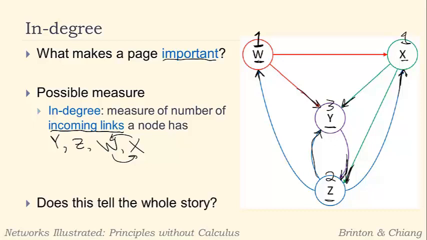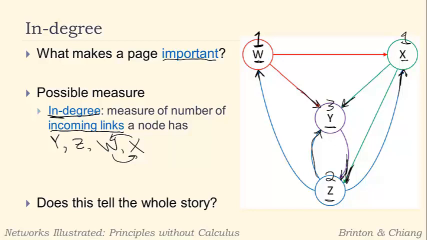So the question is, does this tell the whole story? Have we come up with an efficient measure to quantify importance in terms of this in degree measure over here, which again is just the measure of the number of incoming links each node has? It turns out that Google really doesn't think so, and their algorithm doesn't use something this simple. We have to get more complicated in terms of it.